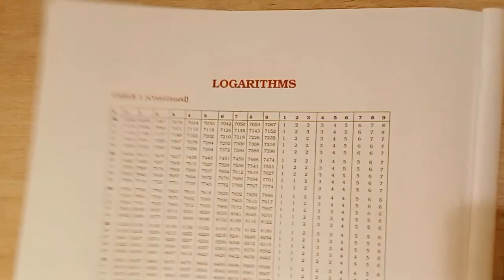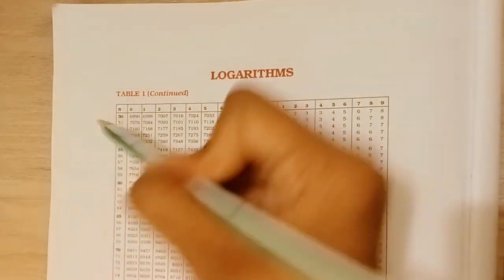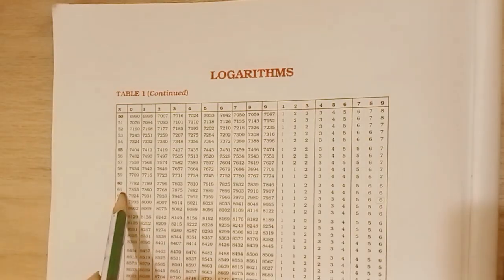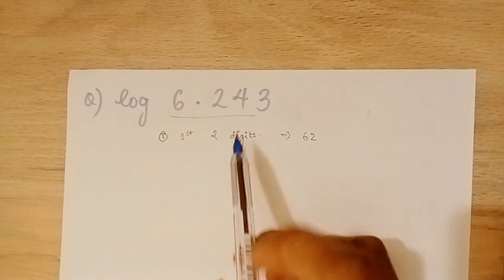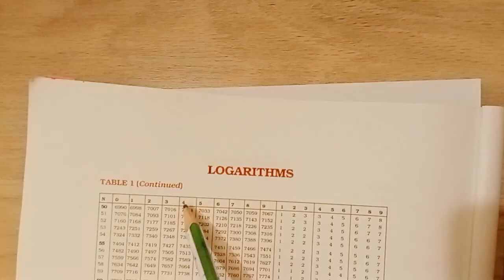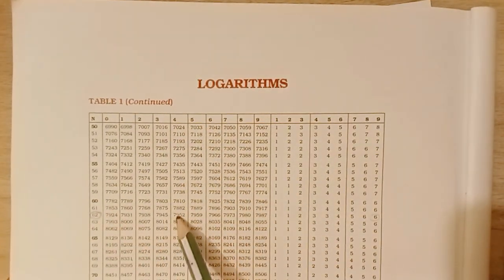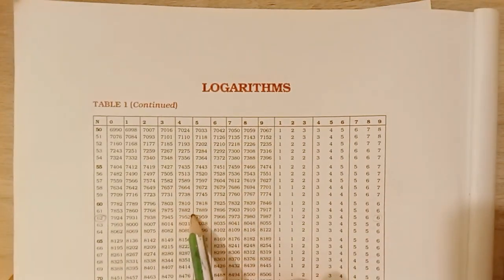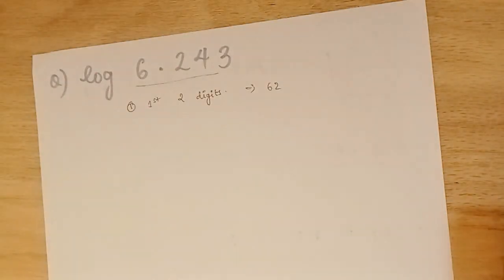So 62. Now what you have to do is you take the logarithm table and look for the number 62 on the first column. So over here, see, 62. So you got the number 62. Now what you need to do is go for the next number. That is, the next number in this question is 4. So now you go to 4. Now check for the column number 4. And align 4 and 62. See, 62 to the column 4. And the value you get is 7952.